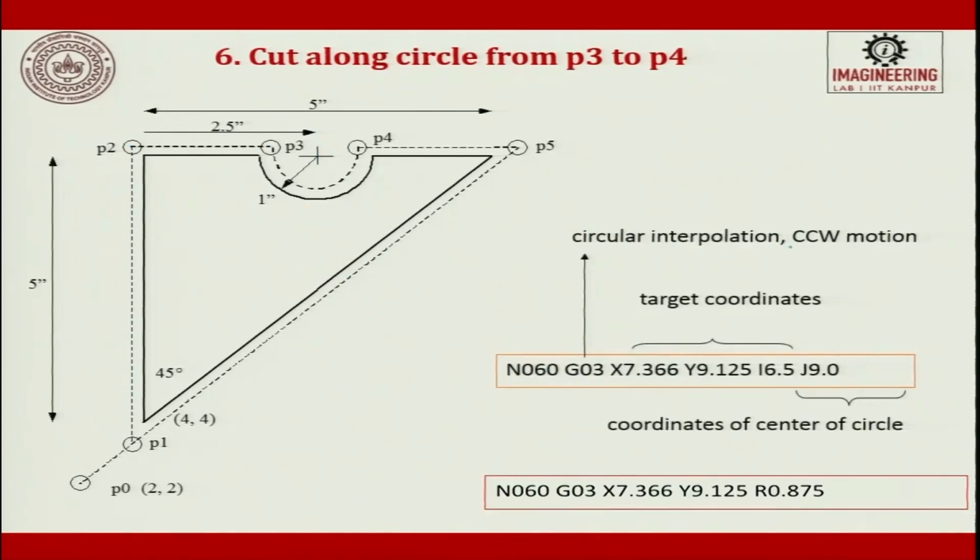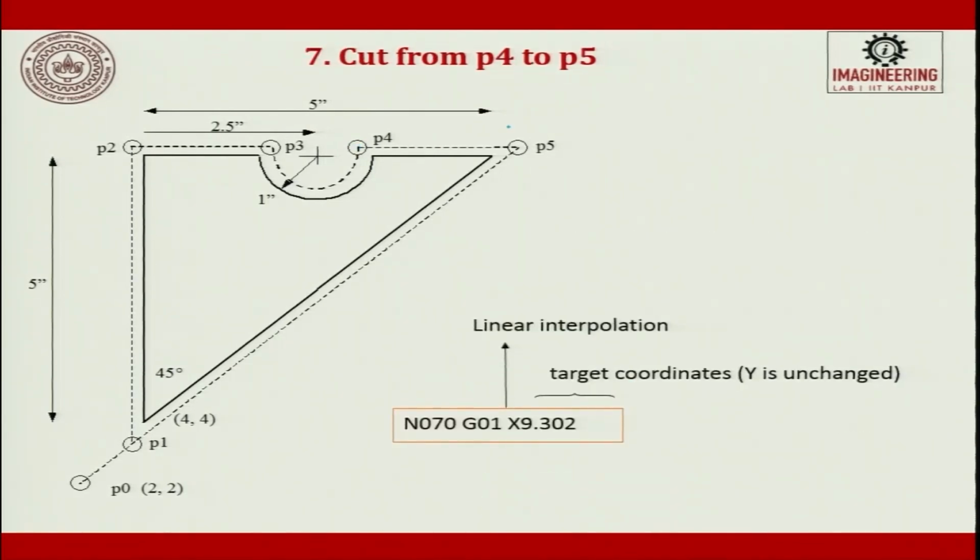Next one is circular interpolation, counterclockwise motion. So, N60 G03. From here I have to swing it around up to here. It tells me the point, which is x 7.366 and y along a straight line 9.25, and I and J are the coordinates of the center of the circle, or you can define the radius R. You can write it like this, or you can write N60 G03, x is the same, y is the same, and R 0.8, then you can go up to this point.